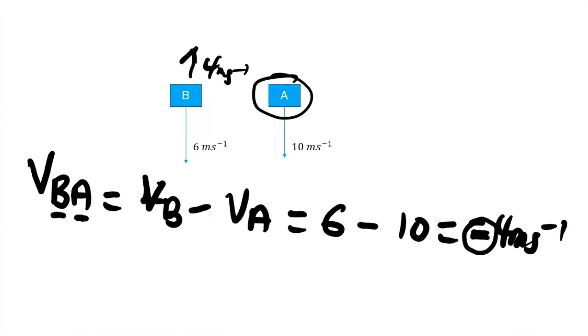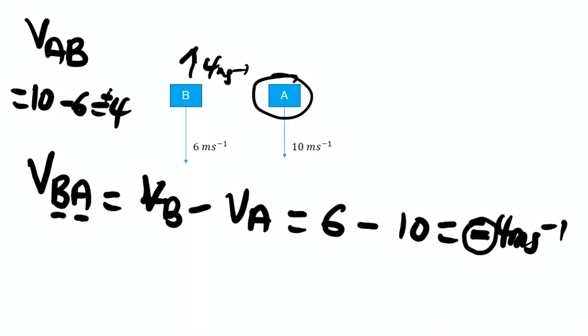Okay, you can do the reverse. If you are sitting in car B and looking at car A, that means the velocity of A as seen by B. So we are going to do VA minus VB. VA is 10, minus VB, which is 6. Then you get positive 4, meaning that if you are in car B, you'll be seeing this guy moving forward, or moving faster, with 4 meters per second.